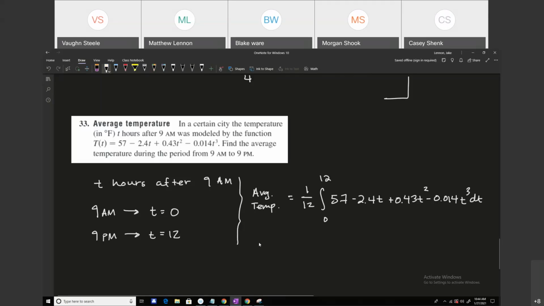Okay, so we have our integration set up. Again, we're going to have 1/12. And then remember, this is a polynomial. So the first term you add 1 to the exponent, then the next one you add 1 to the exponent, divide by 2. The next one add 1 to the exponent, divide by 3. And the last term add 1 to the exponent and divide by 4. So we have 57t minus 2.4t squared over 2. 2.4 over 2 is just 1.2.